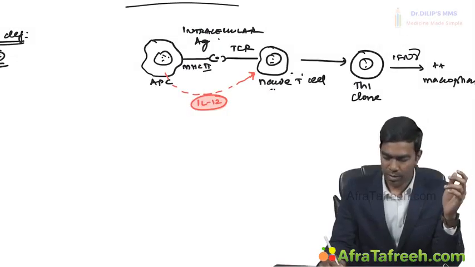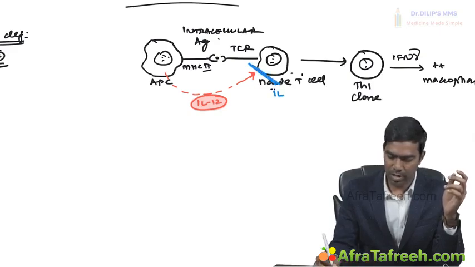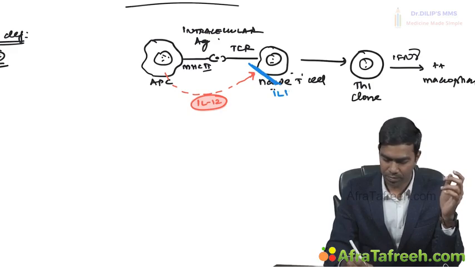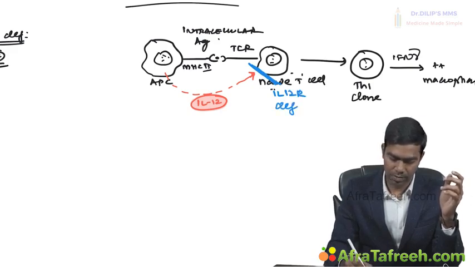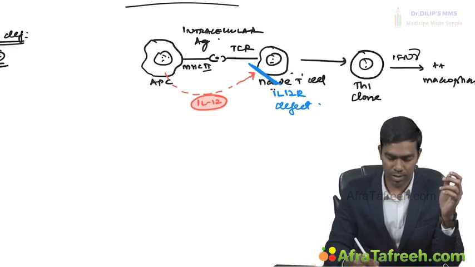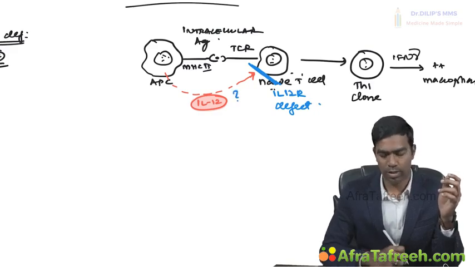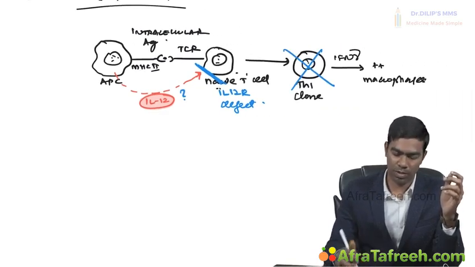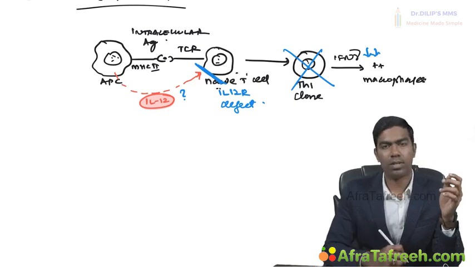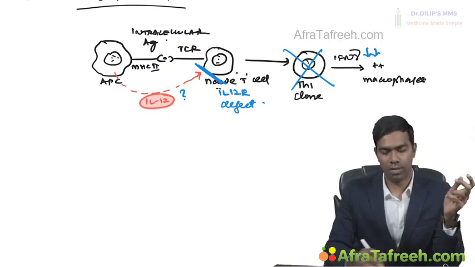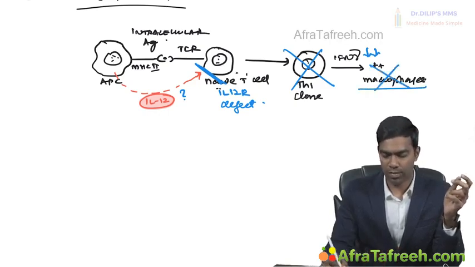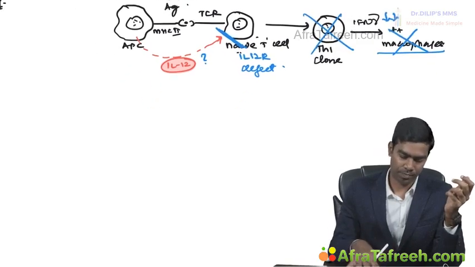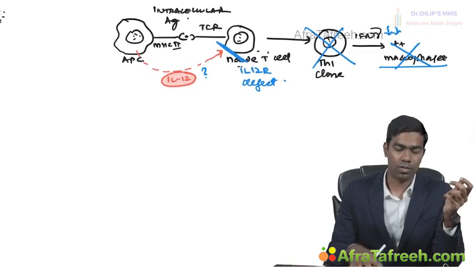So here the problem is, since the T cell has IL-12 receptor deficiency, because of the IL-12 receptor defect, IL-12 is not going to work. If IL-12 is not going to work, they cannot produce the Th1 clone, which means they cannot produce interferon gamma. Only low levels of interferon gamma will be there, and they cannot produce macrophage activation. All these things are the basic keys for diagnosis of this disorder.